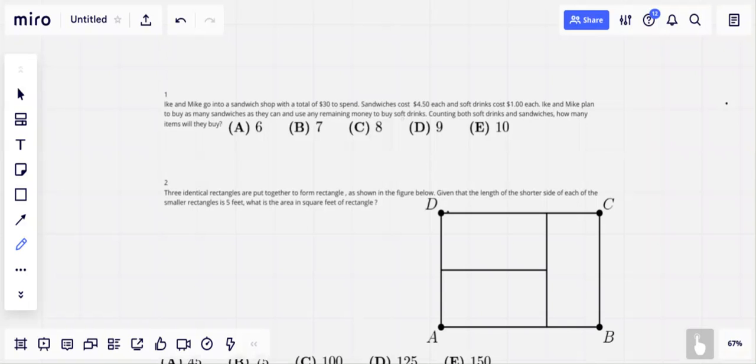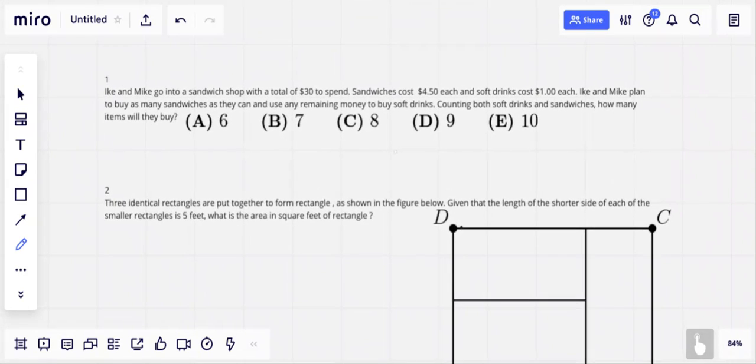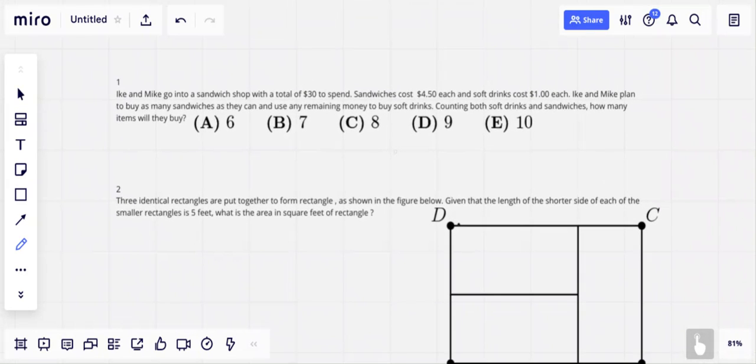So, Ike and Mike go into a sandwich shop with a total of $30 to spend. Sandwiches cost $4.50 each, and soft drinks cost $1 each. Ike and Mike plan to buy as many sandwiches as they can and use the remaining money to buy soft drinks. Counting both soft drinks and sandwiches, how many items will they buy?